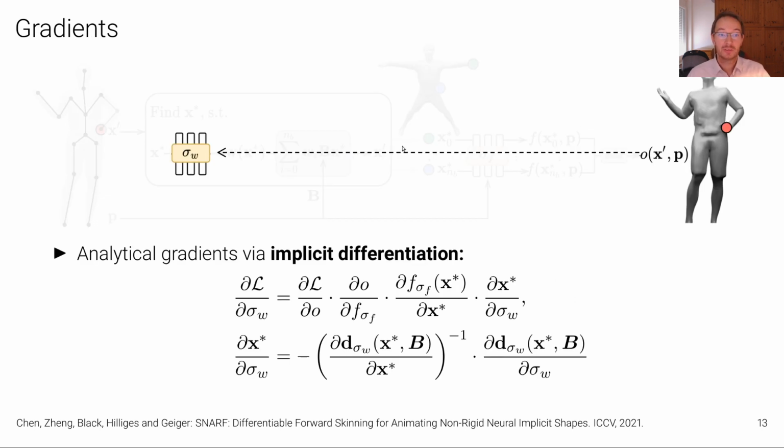How do we train the model? Well, we can use the standard trick that has been used, for example, in differentiable volumetric rendering before, which is implicit differentiation. I'm not going to go into details, but the idea is that we implicitly differentiate the level set constraint, and so we get a solution for the gradient of the location on the surface with respect to the parameters of the neural network.